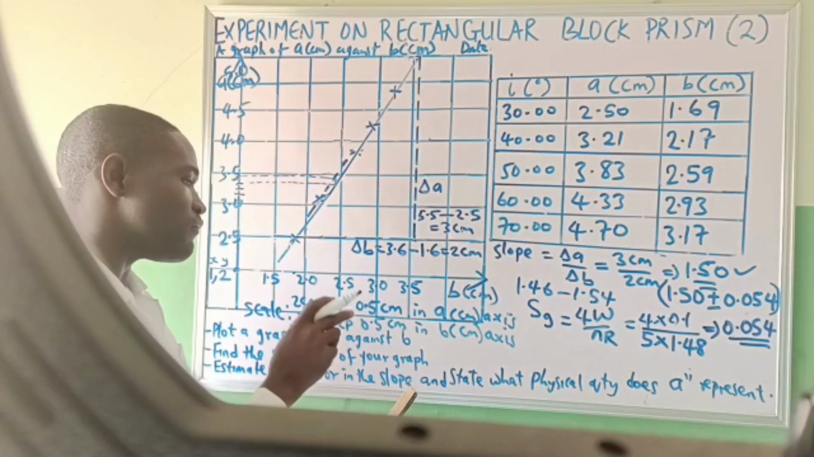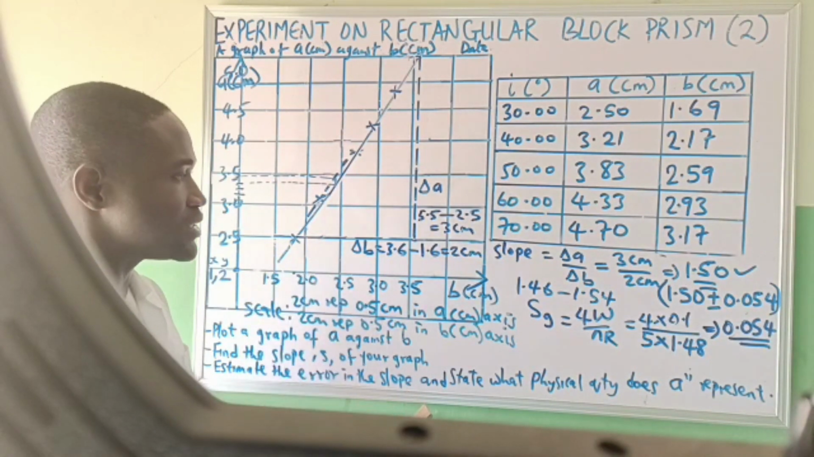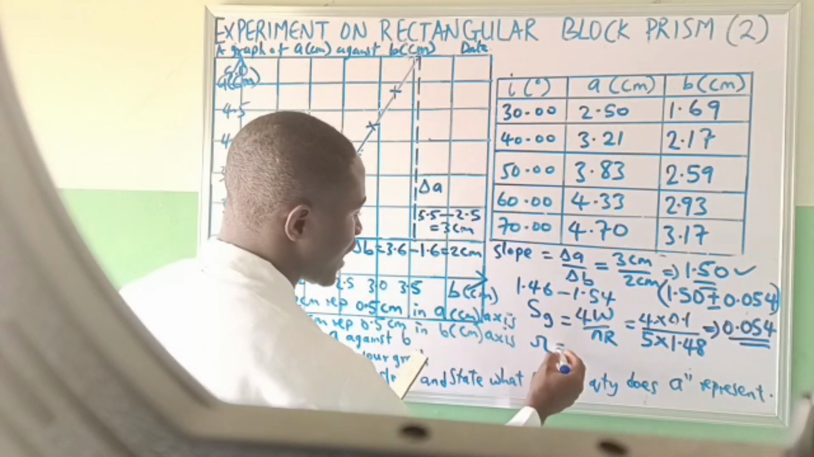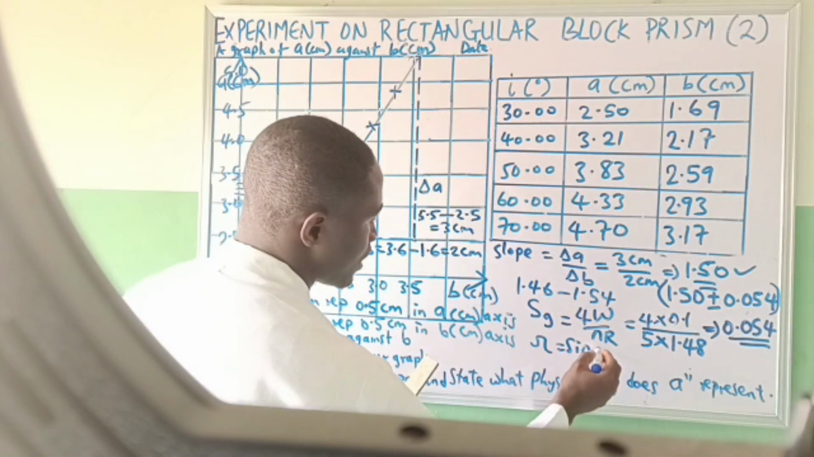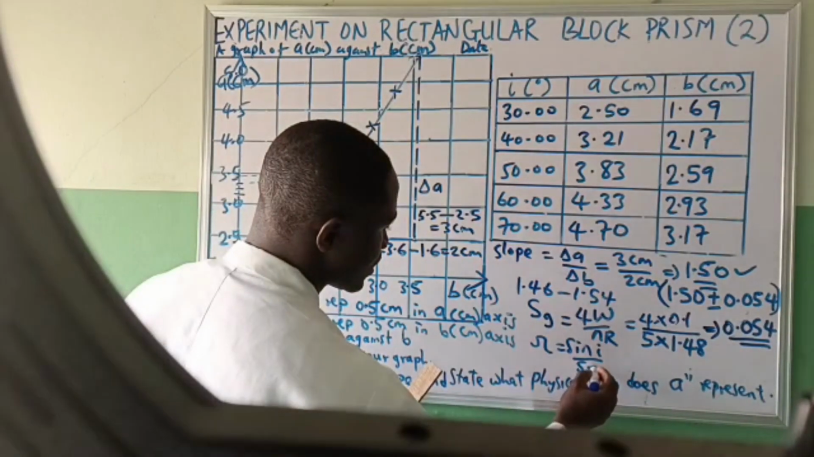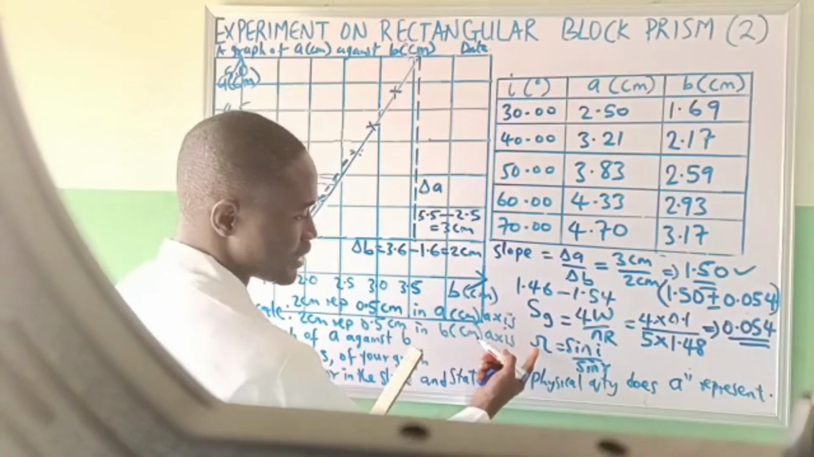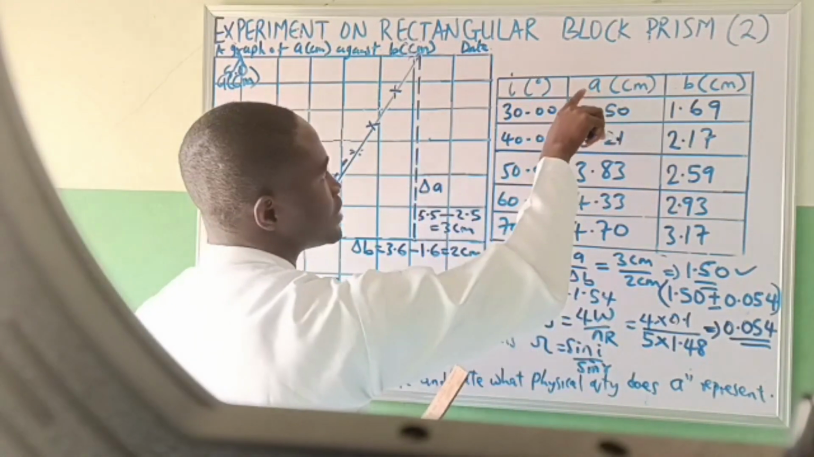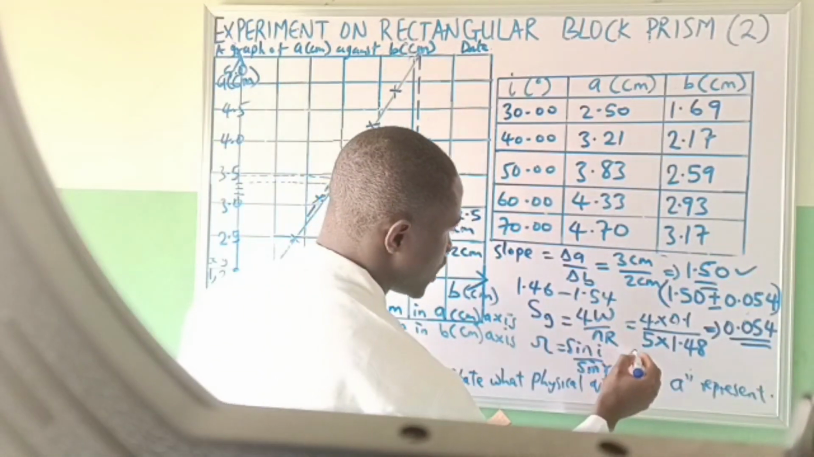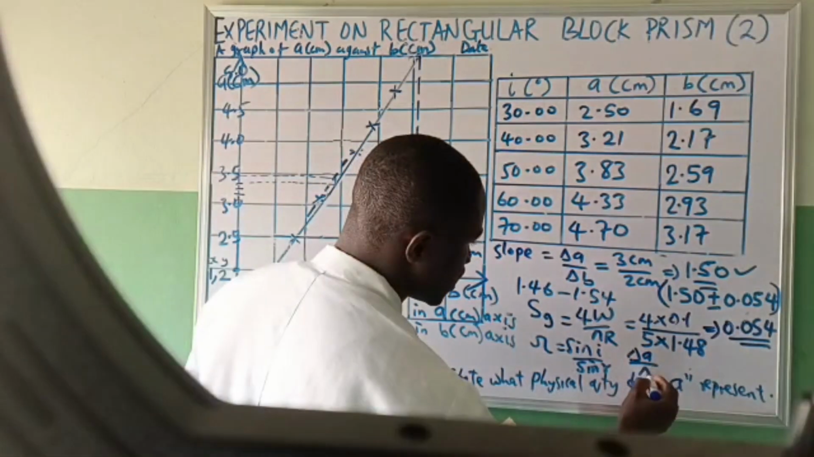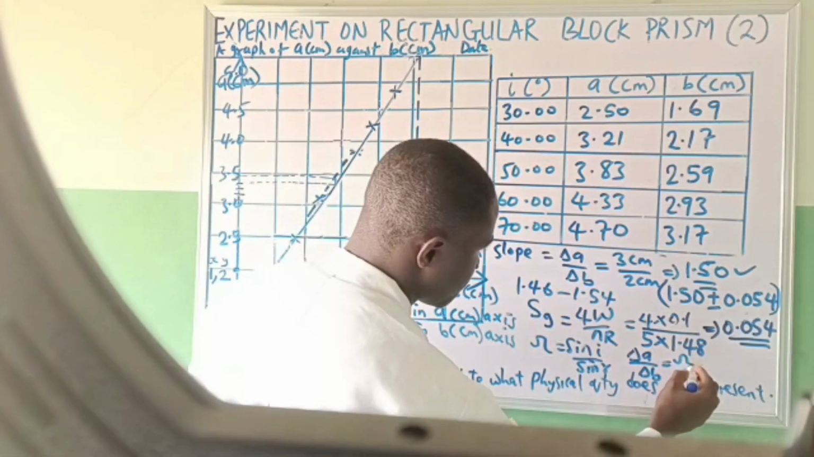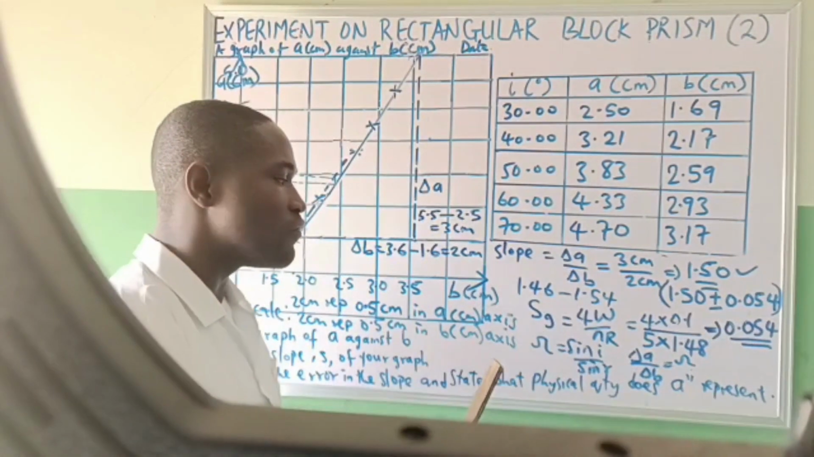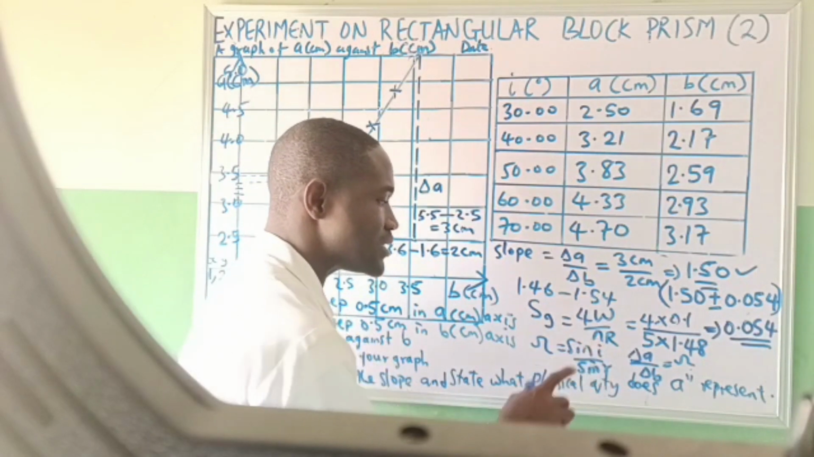They said state what physical quantity A represents. From your Snell's law, sine i over sine r will give you refractive index. Now from this experiment, you notice that it is change in A over change in B that will give you refractive index. That means that A is equivalent to sine of incidence.